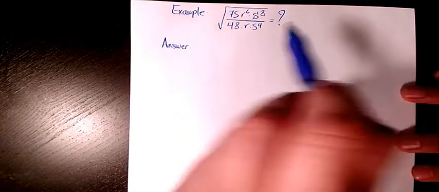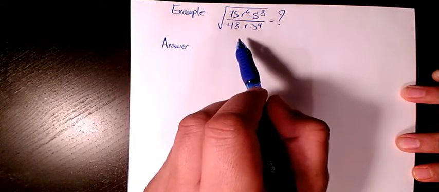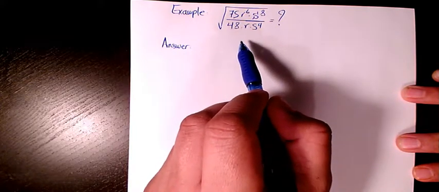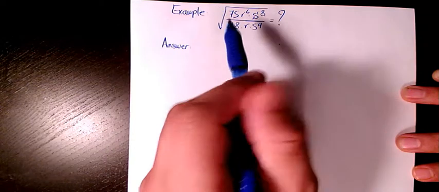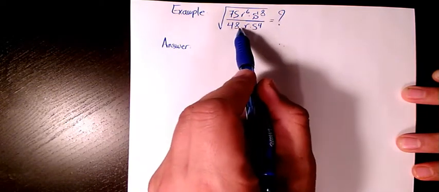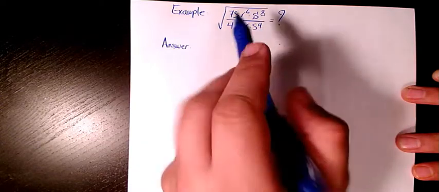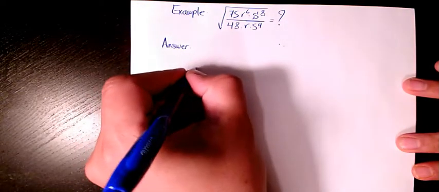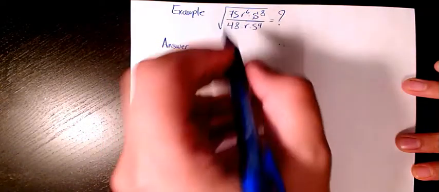Welcome to my channel. In this video I want to show you some examples regarding simplification of radical expressions. The first one is the square root of 75 r to the power of 6 times s to the power of 8, divided by 48 r times s to the power of 4. So I start with the same first one.